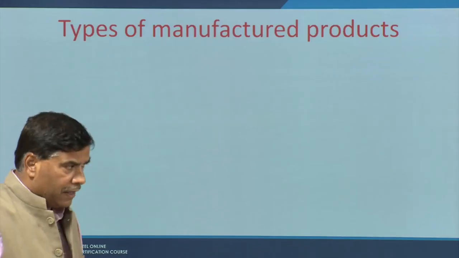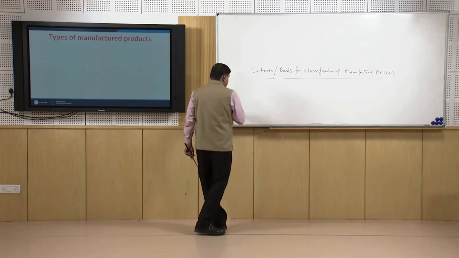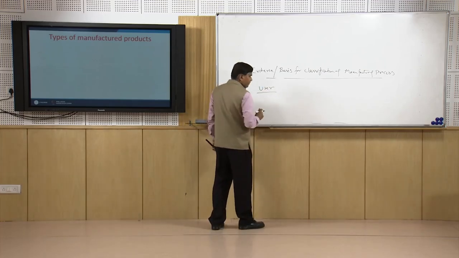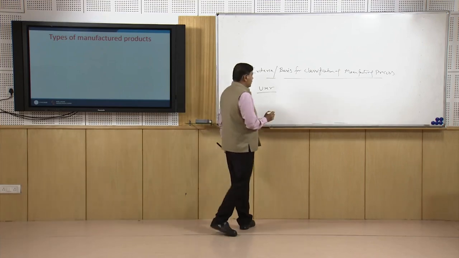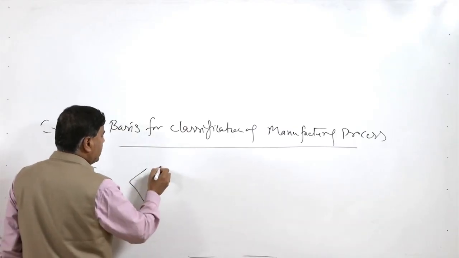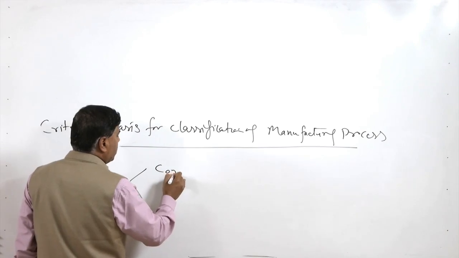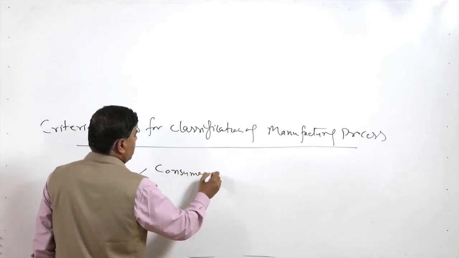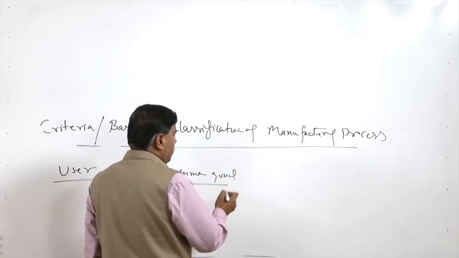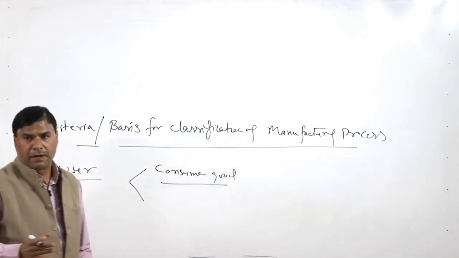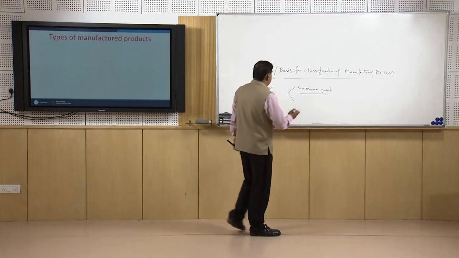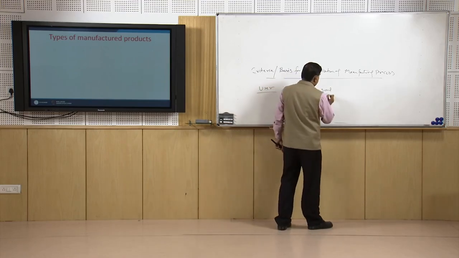Now, coming to another classification, the next classification is based on the user of the product being made. Based on this, there are two categories. One is consumer goods, the products which are used by the public. The manufacturers will be making those products and they will be used by the consumers or by the public.